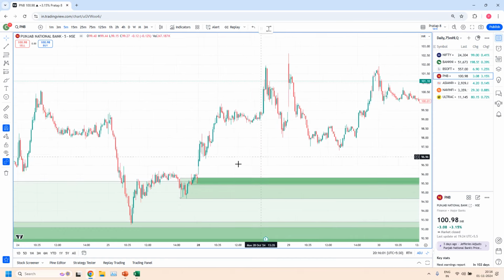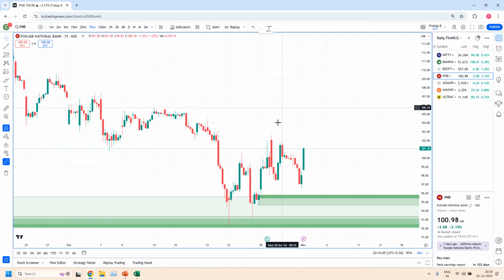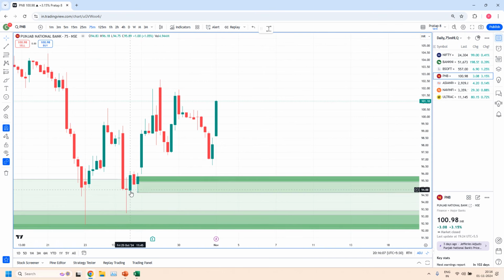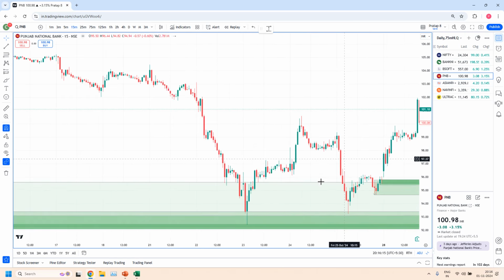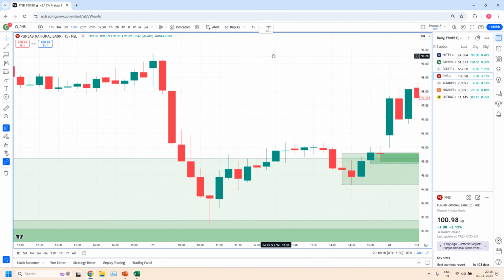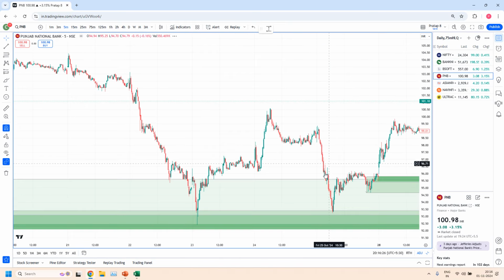Okay, and recently here again a new zone was created. Let me go to the 75 minutes time frame first. So here you have a drop, you have a base and you have a rally. And within that area a 15-minute zone will be available. We have a rally, 2 base candles and again a rally candle. And within that you might be having a 5-minute zone.